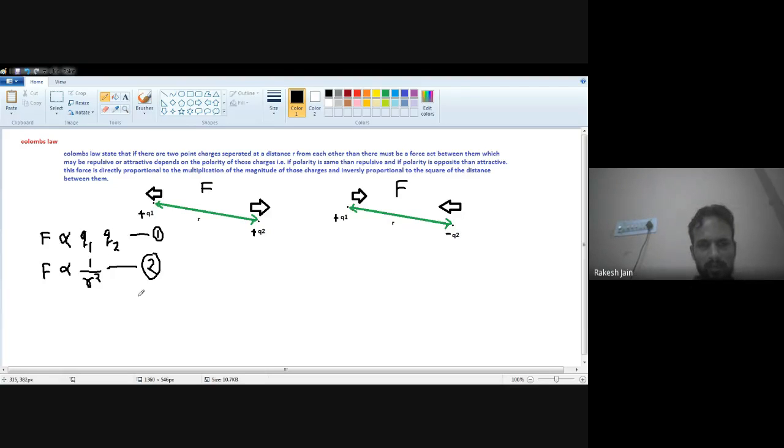If we write down these two equations together, then we can write F is proportional to Q1 Q2 divided by R square. I just write down these two equations together. So Q1 Q2 divided by R square.